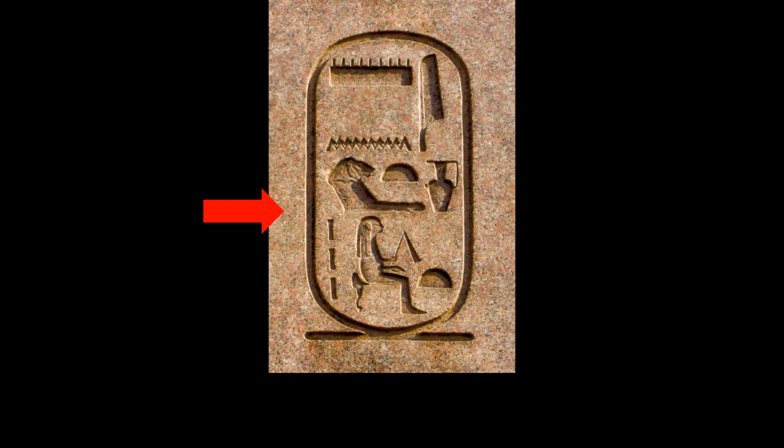Then a quick reminder. Hieroglyphs are read from top to bottom, and they can be read from left to right or from right to left, depending on the orientation of the symbols. In this particular inscription, the symbols of the lion and the woman are looking to the right, so we need to read them from right to left.